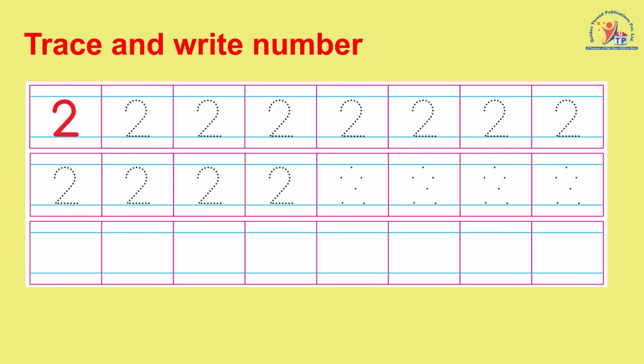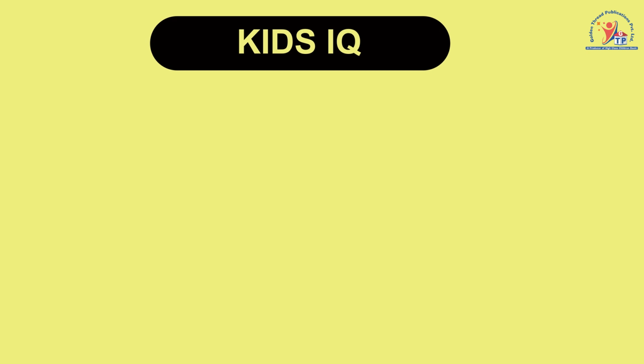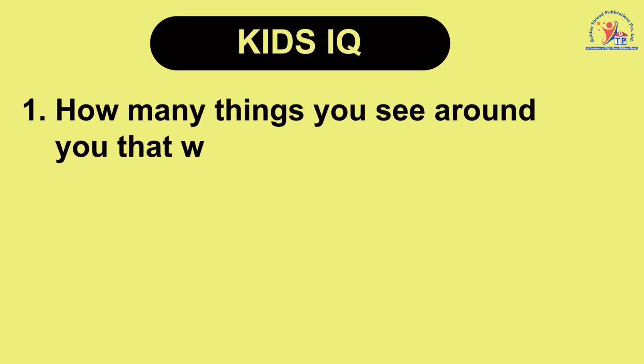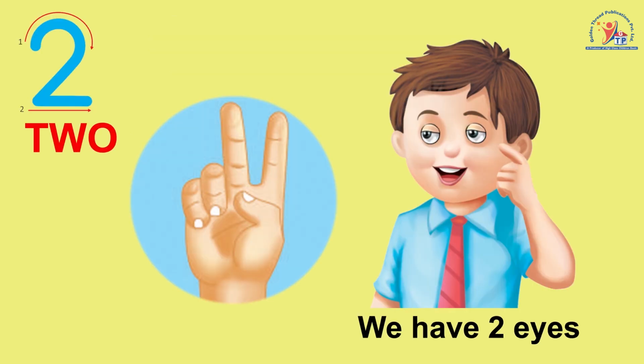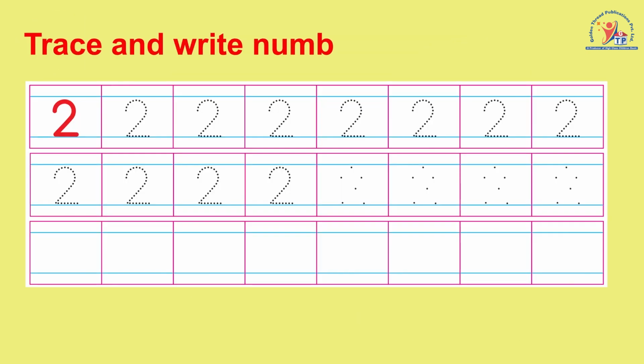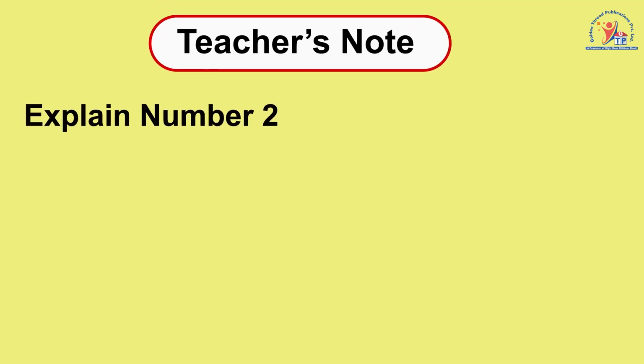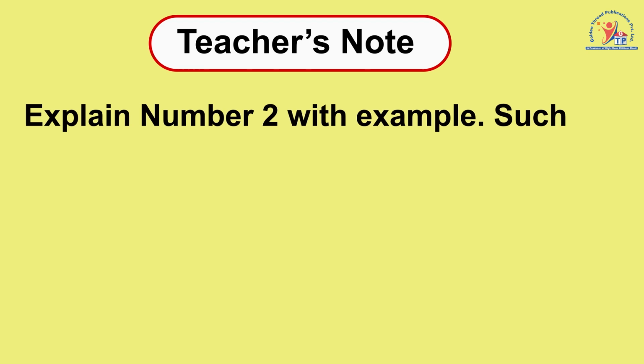Trace and write the number 2. Kids IQ. 1. How many things do you see around you that we can count as 2? 2. We have 2 eyes. Trace and write the number 2. Teachers, note: explain number 2 with examples such as 2 eyes, 2 ears, 2 hands.